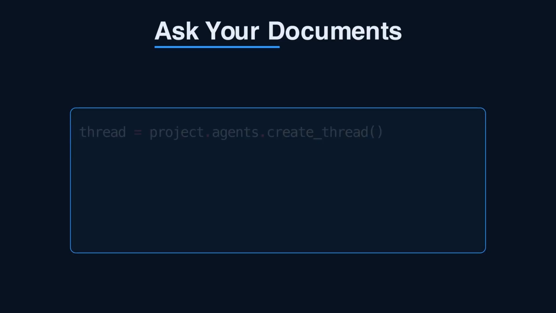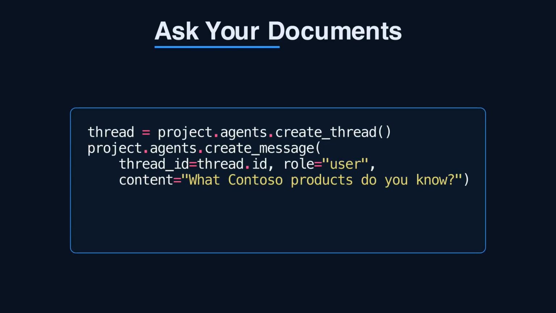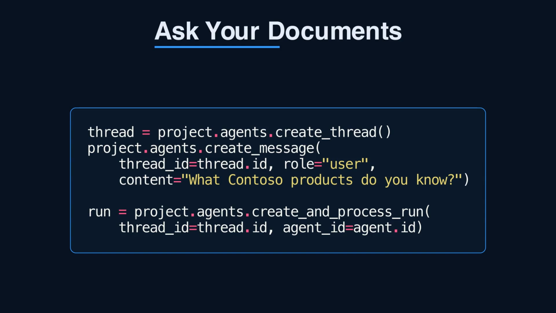Asking is the standard agent pattern, identical to every other tool. We open a thread, add a user message with the question, "What Contoso products do you know?" and start a run with create and process run, which blocks until the agent finishes. During that run, the file search tool embeds the question, searches the vector store for the closest chunks, and feeds those passages to the model as grounding before it writes the answer.